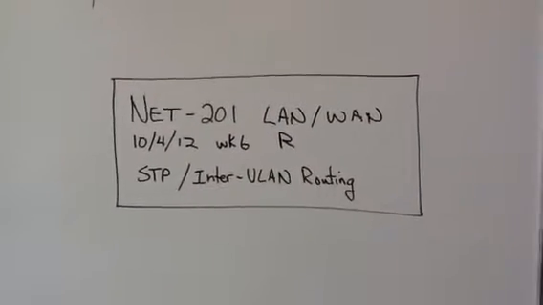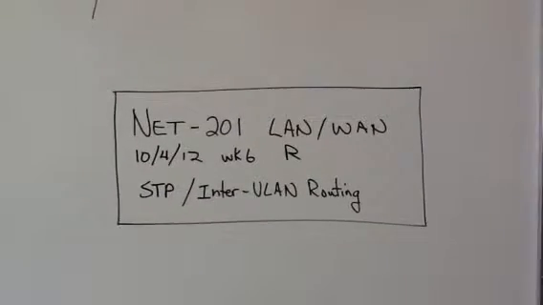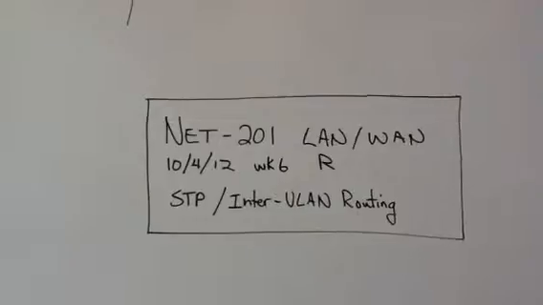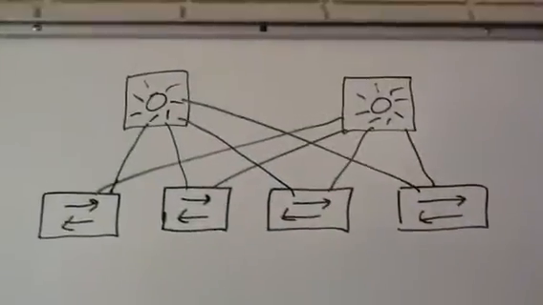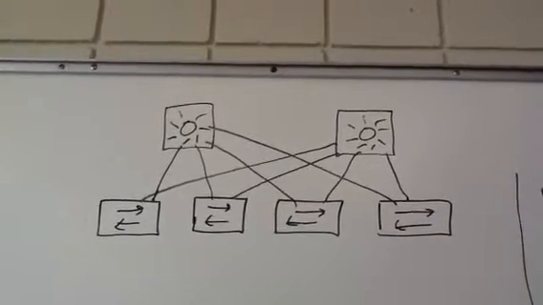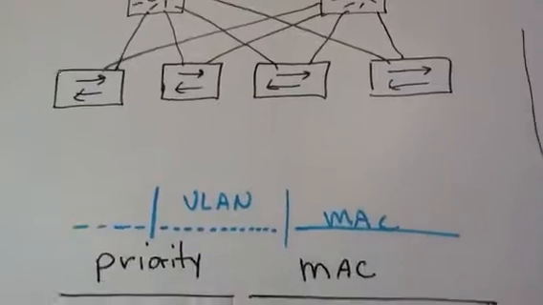Alright, LAN WAN. We got some stuff going on in the class, but what we did was we reviewed spanning tree protocol and then we took the test. We looked at a diagram like this and we talked about designated ports, root ports, and so forth, root bridges. We reviewed that.